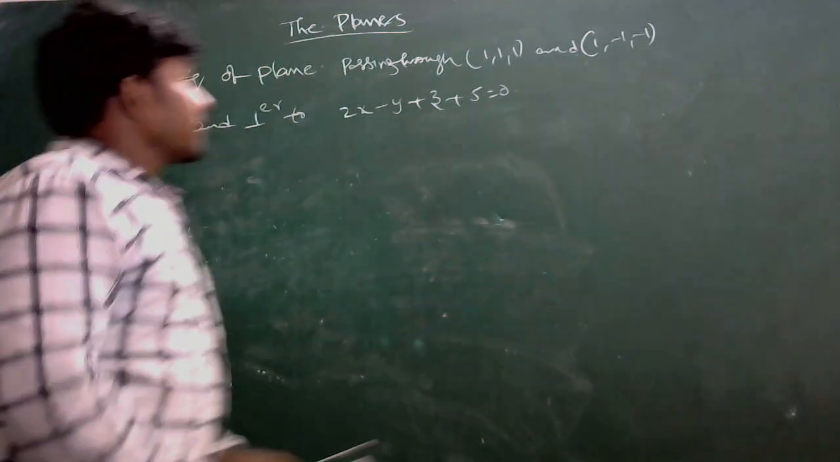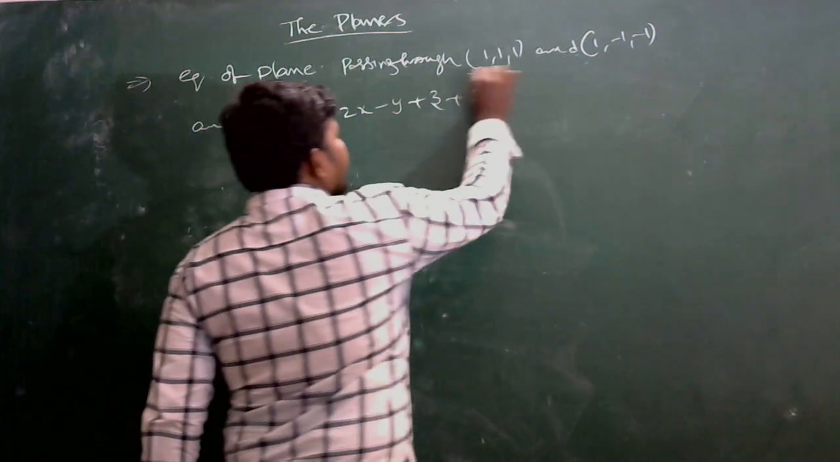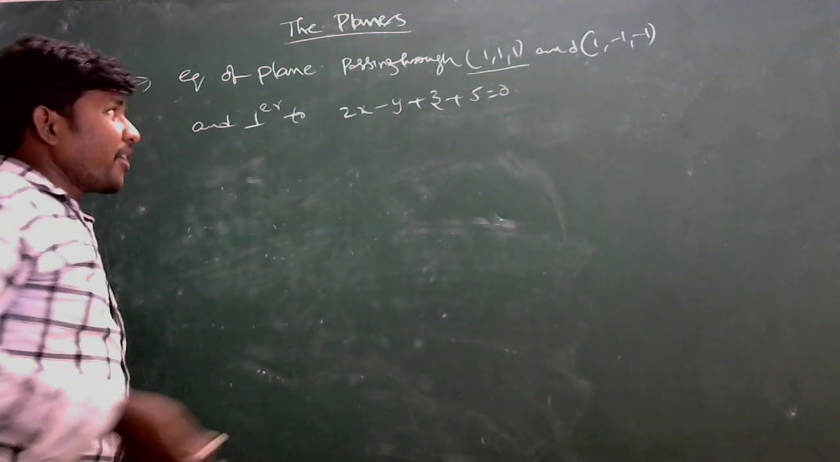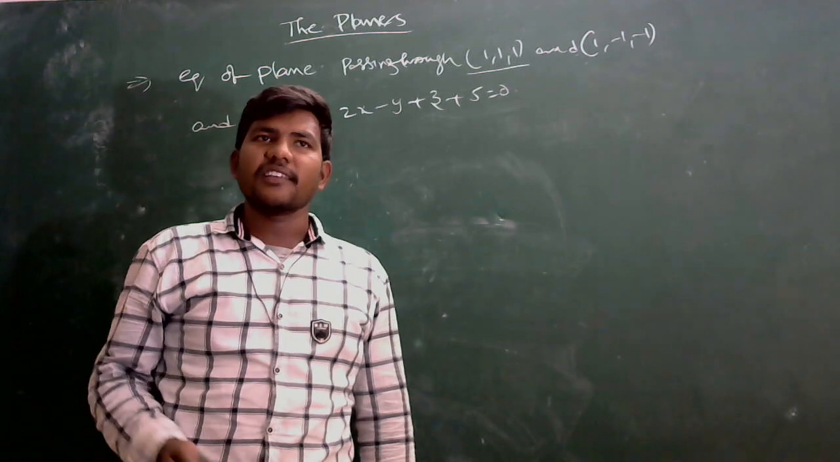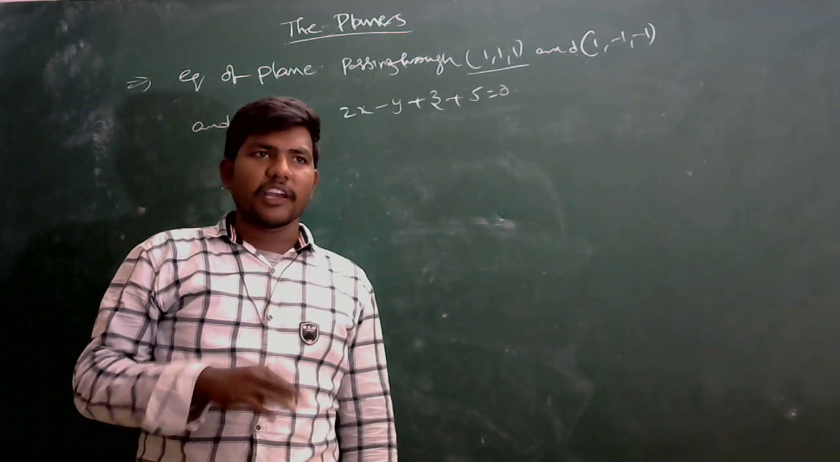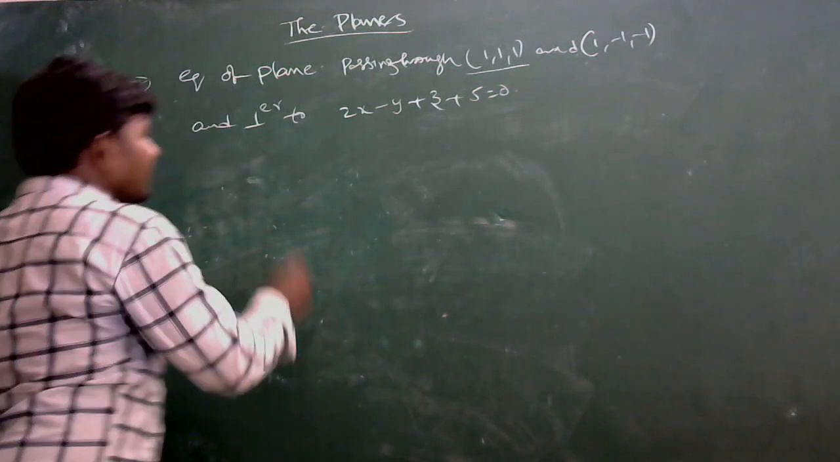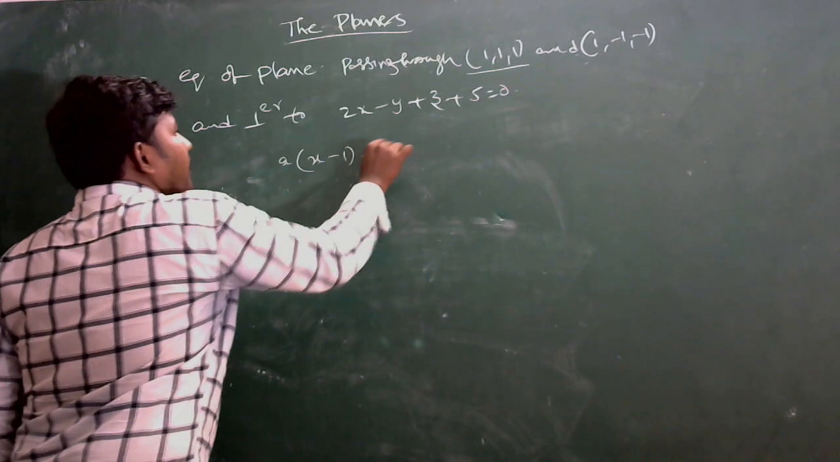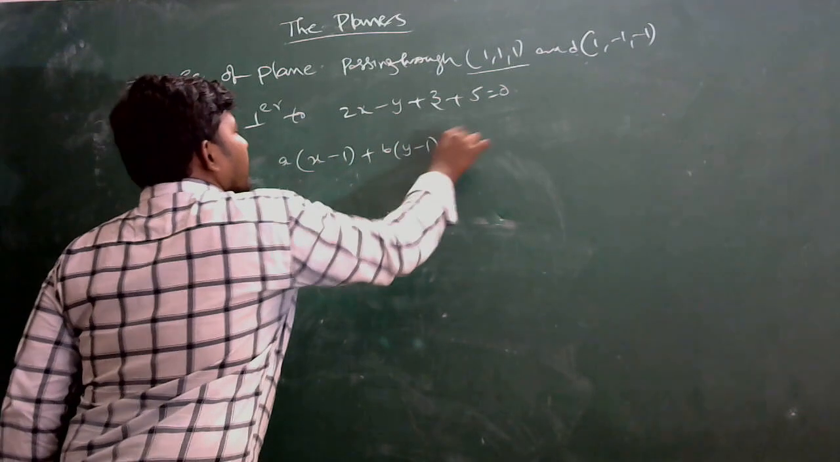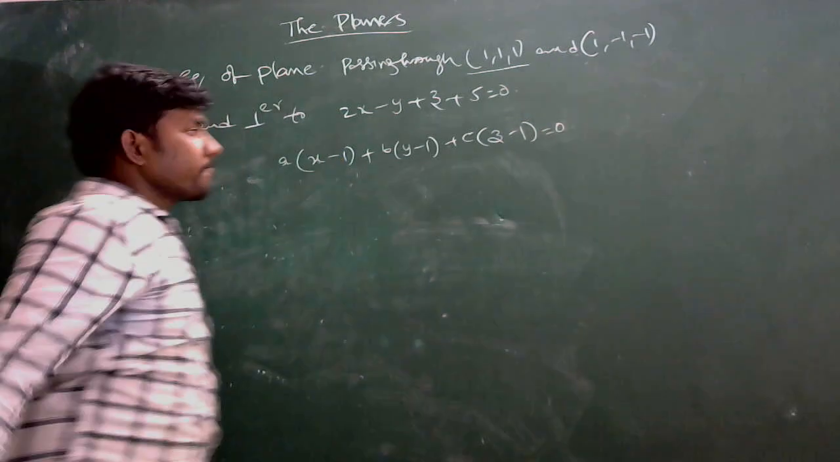First of all, the equation of a plane passing through 1, 1, 1. We know the formula: the equation of a plane passing through x1, y1, z1 is a of x minus x1 plus b of y minus y1 plus c of z minus z1 is equal to 0. That means a of x minus 1 plus b of y minus 1 plus c of z minus 1 is equal to 0.